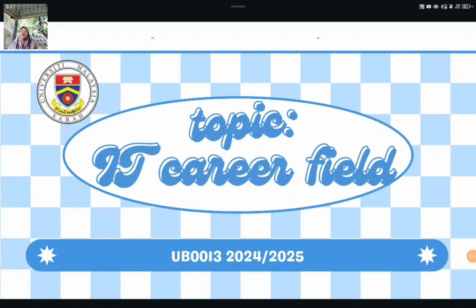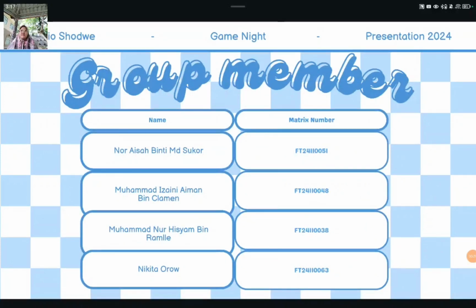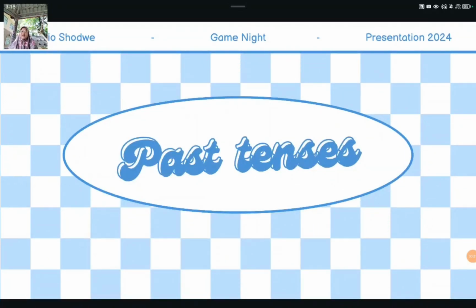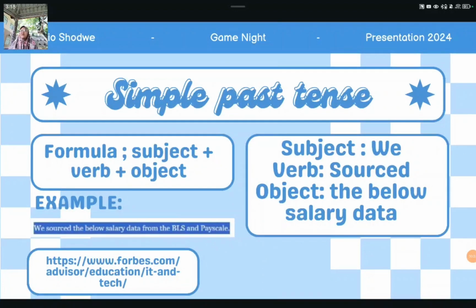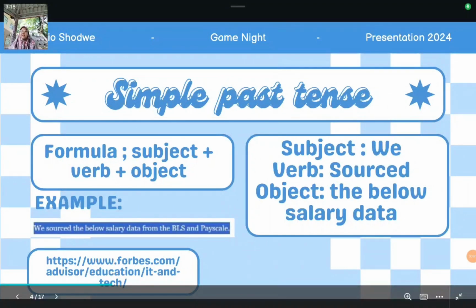Our presentation will cover the IT career field, including examples using different tenses. I will start with past tenses. First and foremost, simple past tense. Simple past tense is used to describe actions or events that happened and were completed in the past. The formula for simple past tense is subject, verb plus object.